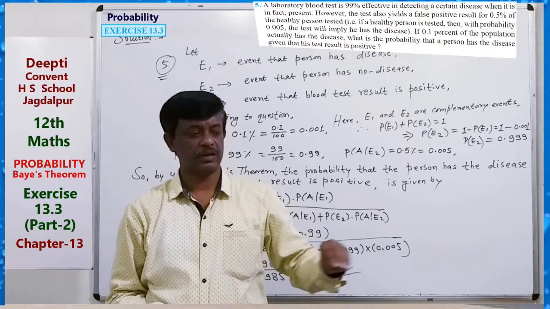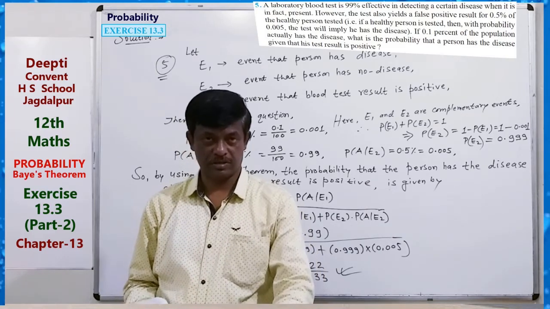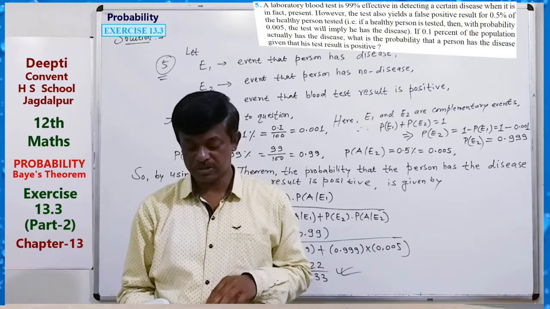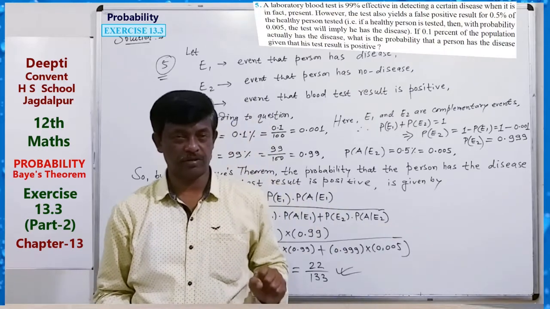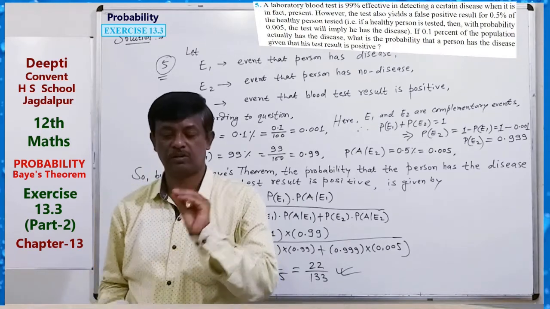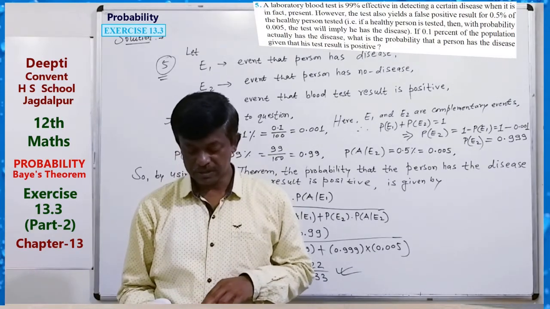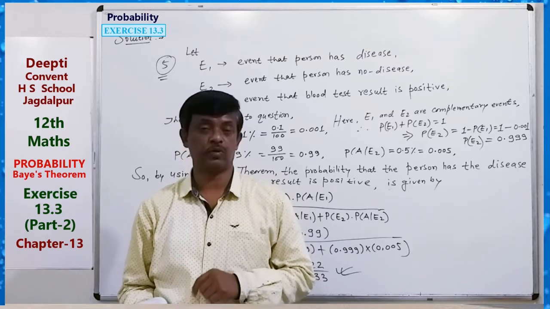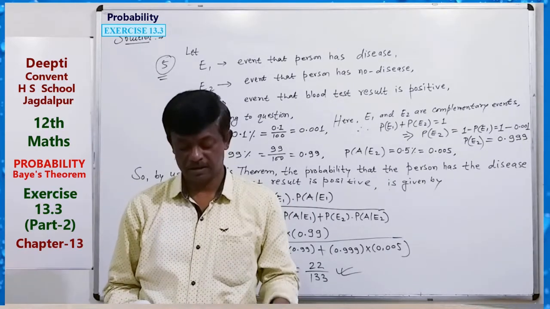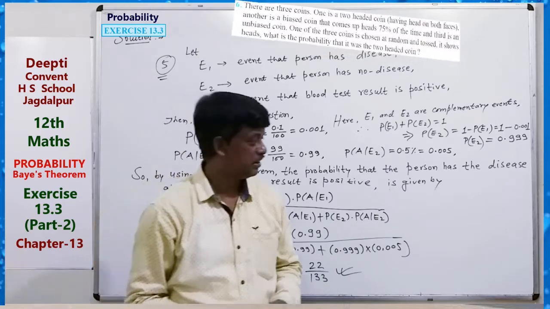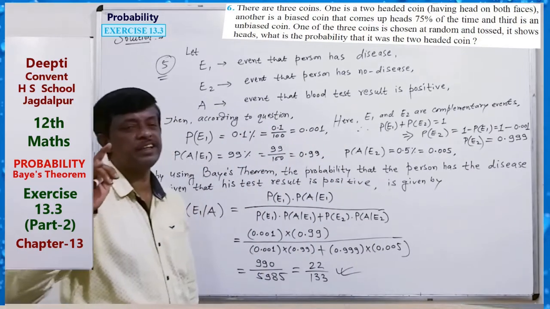Just select one coin at random from 3 and toss it. It shows heads. There are 3 coins, select one of the coins at random and then throw. It shows head. What is the probability that it was the two-headed coin? Our event A will be what? Event A is that the coin shows head.